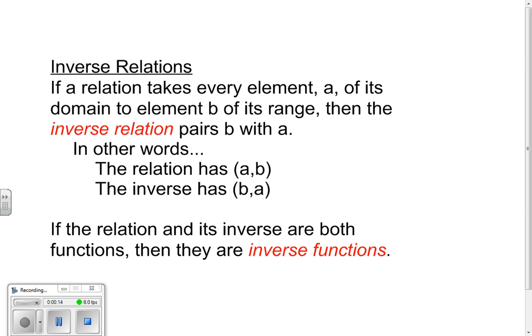An inverse relation says that if you have a regular relation like (a, b), its inverse would flip it. So for an inverse, you flip the order of the x's and y's. The x's become y's, and the y's become x's. If you start with a function, and its inverse is also a function, then we call them inverse functions.